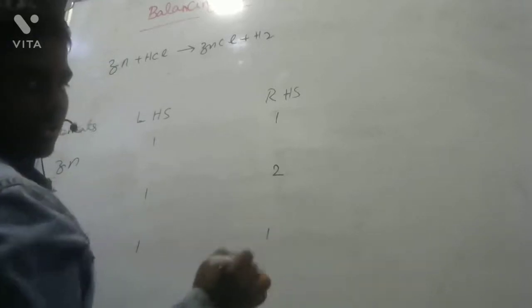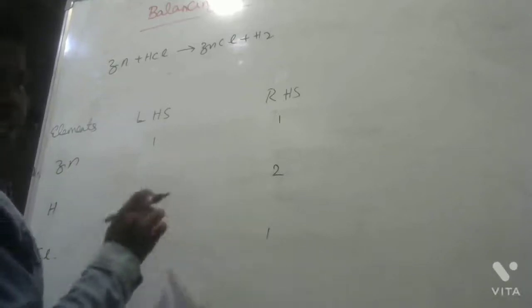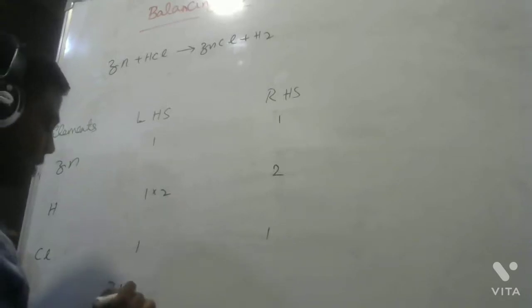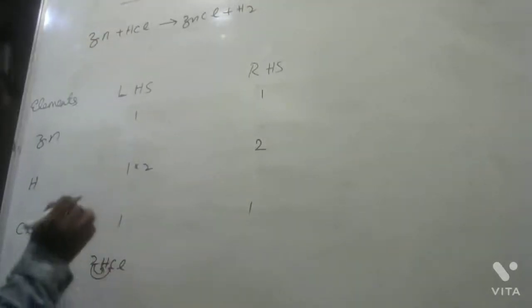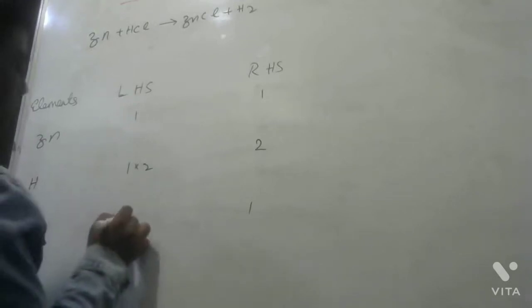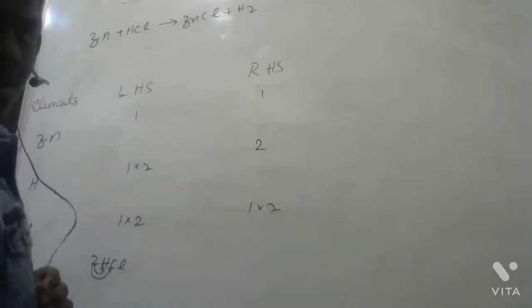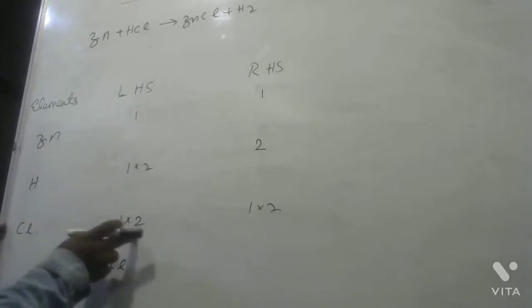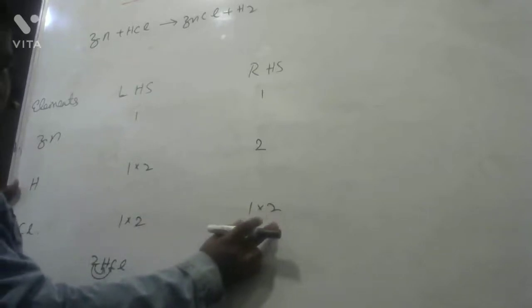Next, coming to the RHS side, zinc has 1, then hydrogen has 2, and here chlorine has 1. Now first I'm going with hydrogen, 1 into 2 here, so 2 HCl we get, yes. So out of this 2 HCl, this 2 is with hydrogen and chlorine. Already hydrogen is done, so with chlorine 1 into 2. Next, here 2, so here also 2.